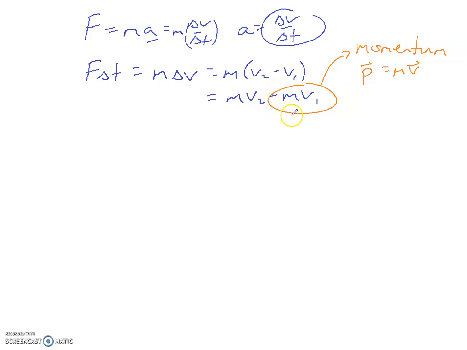Right here we have momentum, and right here we have momentum. So we're taking two momentums and subtracting them, which gives you a change in momentum. And a change in momentum is what is called impulse. So basic p equals mv is momentum, but if you have two momentums and you subtract them or add them, if it changes, that is what's called impulse.